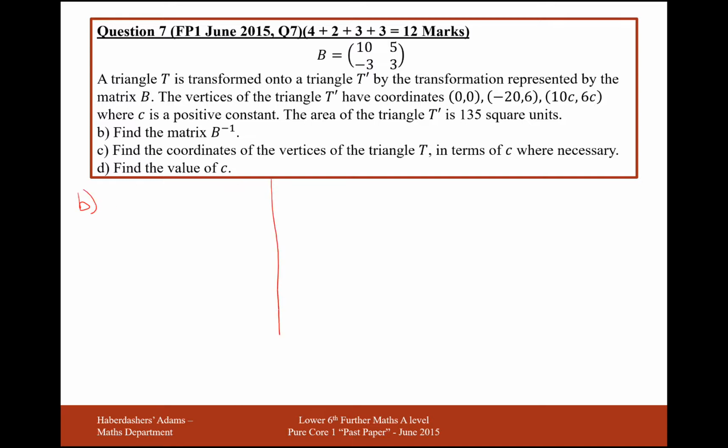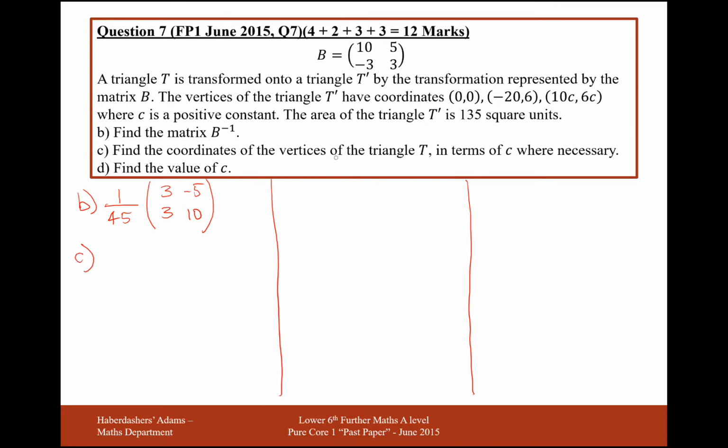Right, okay, so first of all, we have to find the determinant. So the determinant here is going to be 30 take away minus 15, so that'll be 45. So it's going to be a 1 over 45. Swap the leading diagonal, 3 and 10. Negate the other two values, minus 5 and 3. And that's the inverse of B.